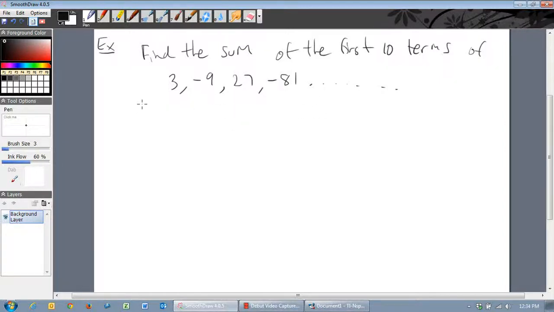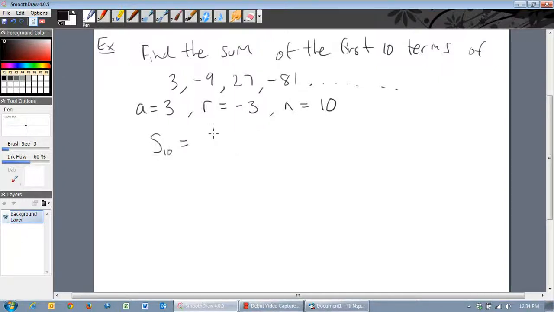Let's write down what we know. A is equal to what? The first term, 3. What's the ratio equal to? What's everything being multiplied by? 3 times what is negative 9? You're multiplying by negative 3, multiplying by negative 3, multiplying by negative 3. So our ratio is negative 3. And in this case, we've got 10 terms, so n is going to be equal to 10.